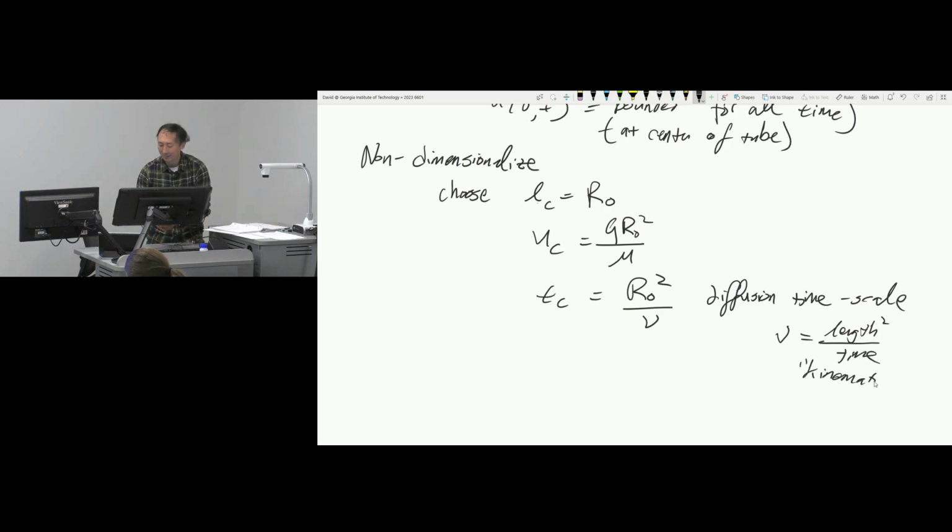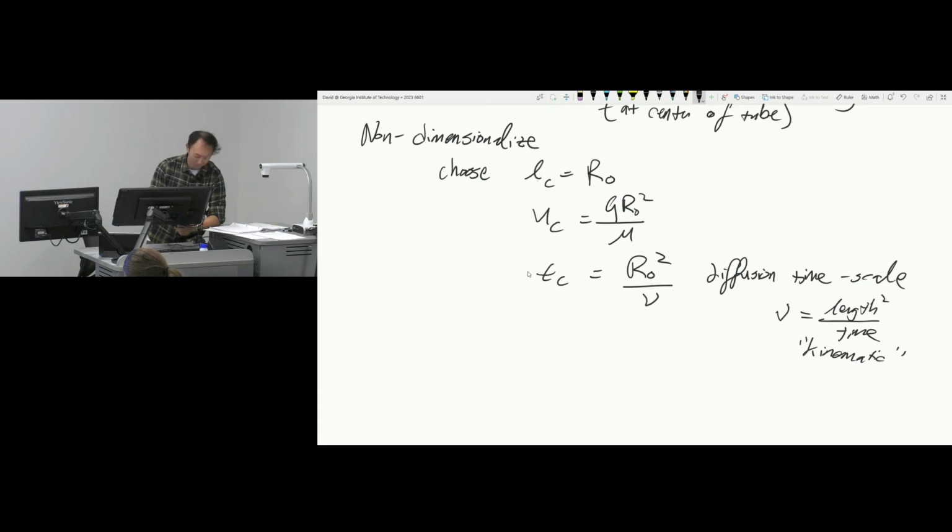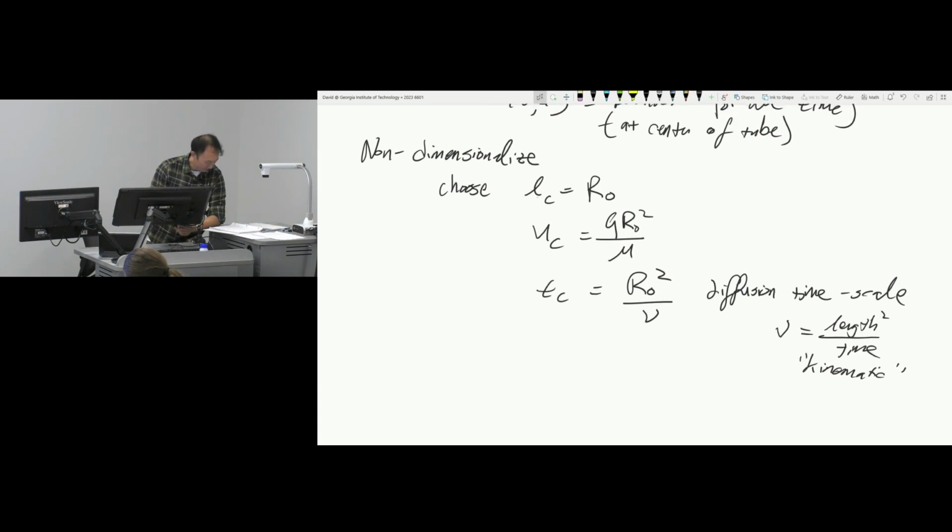Kinematic, because the Reynolds number tells us that, weirdly enough, to figure out what the fluid flows look like, you just need to know the kinematics. You don't have to know anything about forces. You just need to know lengths and times. All right, so now we're armed with our three scales. Let's use that to non-dimensionalize.